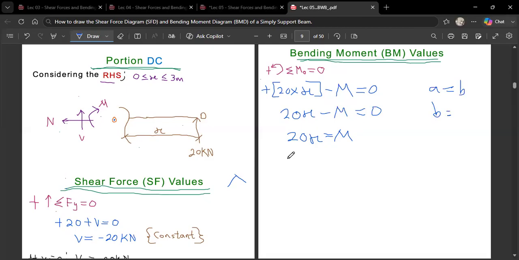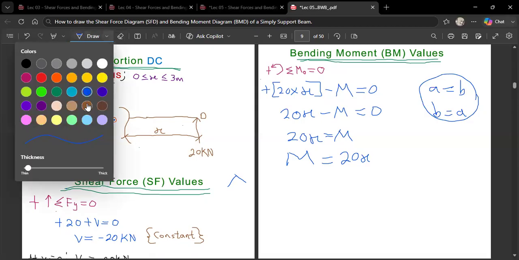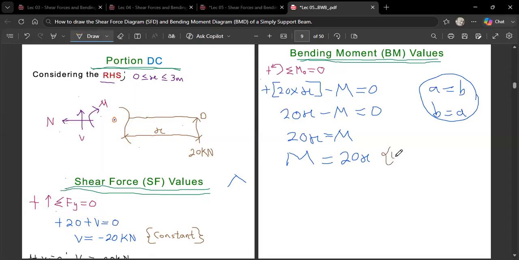So finally, we can say that therefore our M is equal to 20x. But because X is attached to it, the name we are going to give to it is a linear variation. Remember that this is moment, so the unit is kilonewton meters. So I'm going to write over here linear variation. So this is a linear variation.